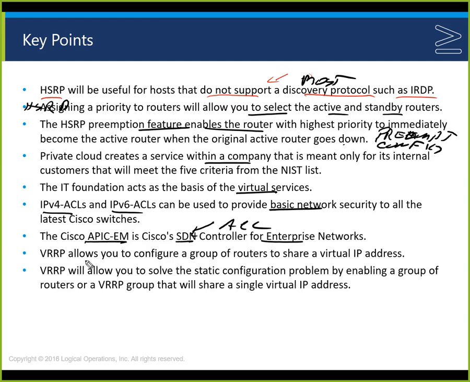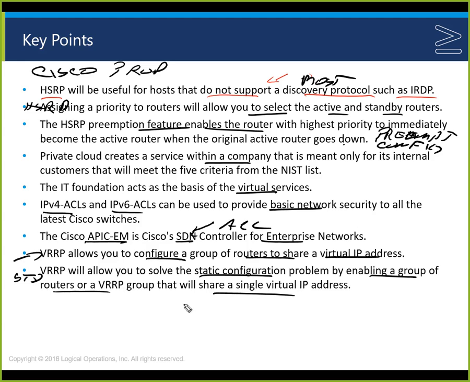VRRP allows group routers to share a virtual IP address just like HSRP did, but it's the standard, whereas HSRP up here is Cisco proprietary. It will allow you to solve the static configuration problem by enabling a group of routers that will share a single virtual IP address. So HSRP and VRRP do the same thing. Cisco proprietary, and then the IEEE standard here.